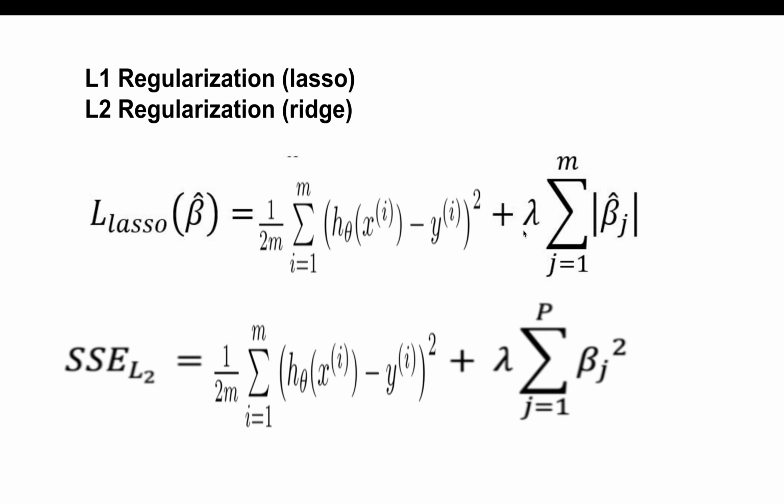This lambda is nothing but the hyperparameter. This beta j is nothing but the mod of the slope, and this beta j square is nothing but the square of the slope. This is what we add to the cost function, which is also called the penalty. This is done to resolve the problem of overfitting, and also for feature selection.